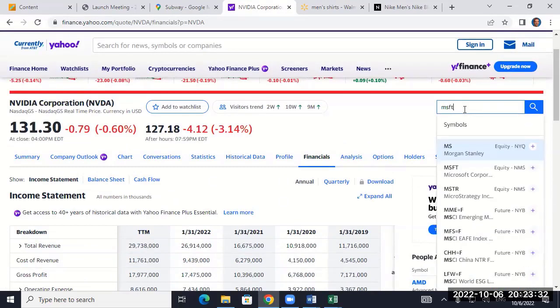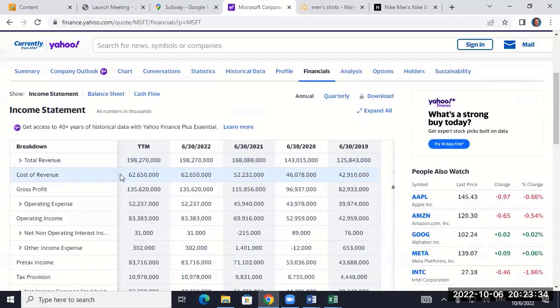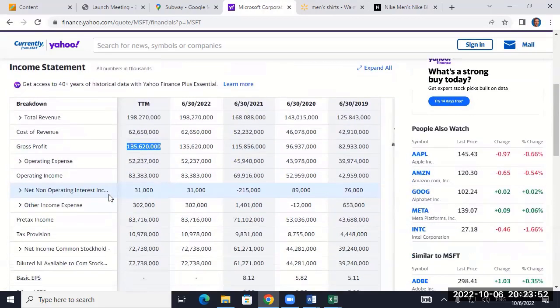Microsoft, 62 billion, but they also do cloud stuff. How many of their servers are in their clouds? But man, look at that gross profit, 135 versus 198. What is that, like 60%? It's just a massive number. So these firms are putting stuff in cost of revenue.